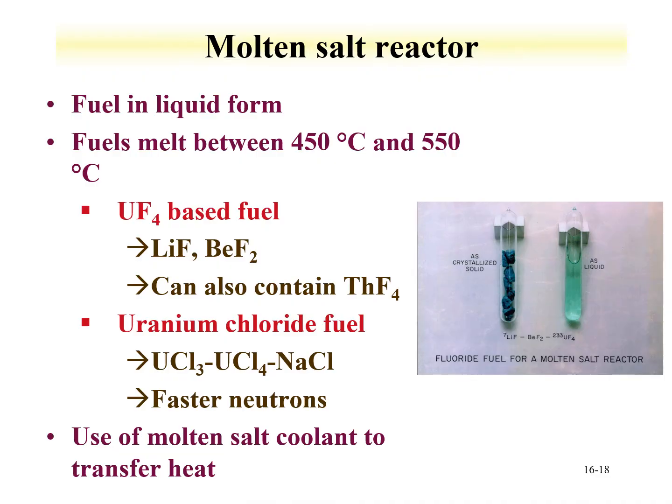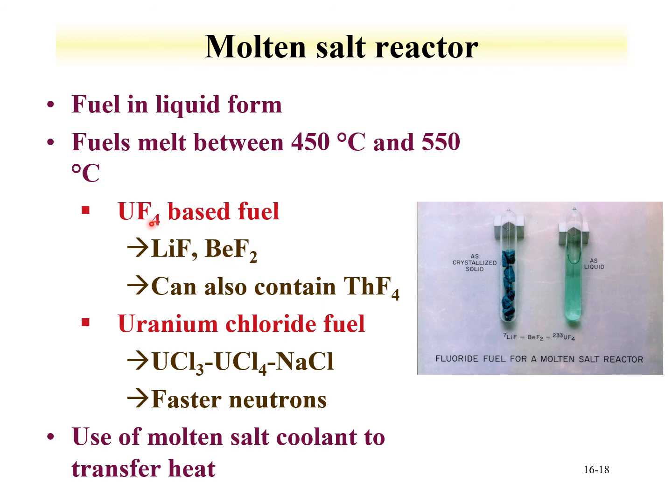A molten salt reactor is another variant of a reactor. In this case, the fuel is in liquid form. As we've shown earlier, an example of a molten fluoride salt is a lithium, beryllium, uranium fluoride. At room temperature, it would be a solid, and then as it heats up from fission, it can go to a liquid state. The fuel melts between 450 and 550 degrees. That would depend upon the exact composition of the fuel.